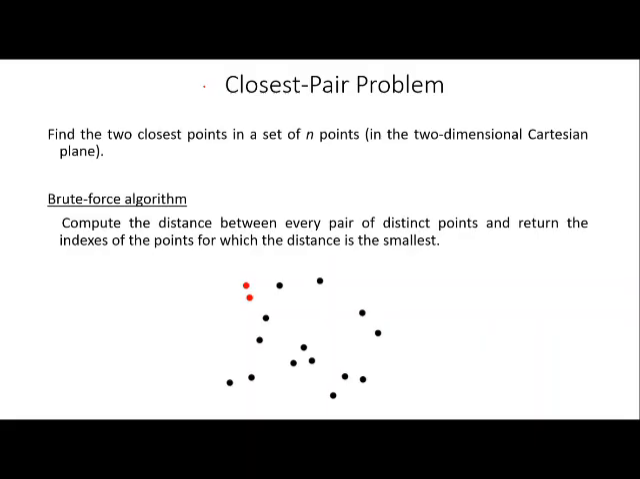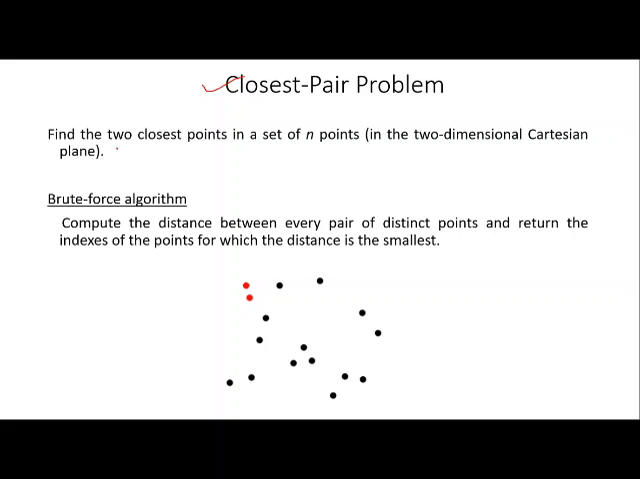Let us take a look at this problem called the closest pair problem. We have discussed this before under the brute force design strategy or design technique. What is the brute force? As a recap, find the two closest points in a set of n points in the two-dimensional Cartesian plane. This problem falls under the geometric problems.